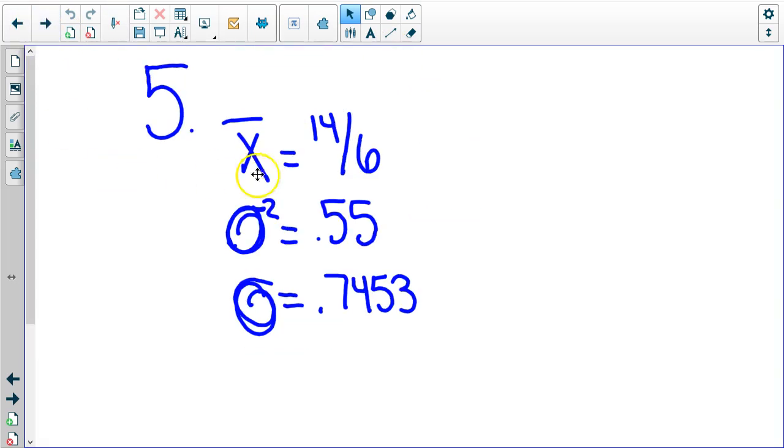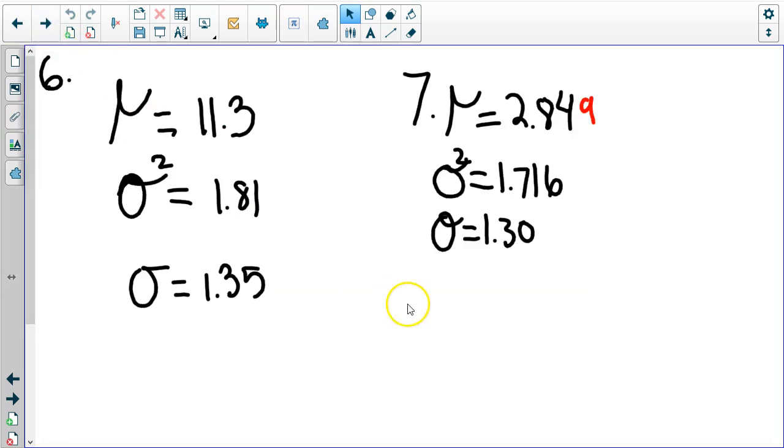Yeah, quiz or test. So on this one, did you get for the mean x bar is equal to 14/6? Or that can reduce to 7/3. For the variance, 0.55, and for the standard deviation, 0.7453. You rounded a little different. It's fine. I didn't give you a rounding value on that one, on this worksheet.